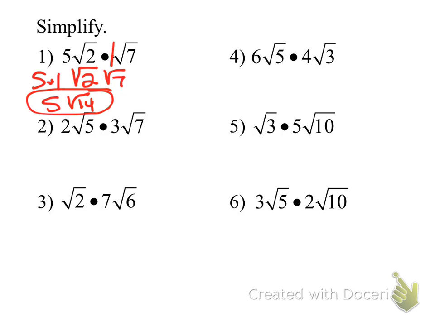Okay, number 2, what else can I do? Benedict. You multiply 2 and 3. Okay, I'm going to multiply 2 times 3, and what else am I multiplying? Radical 5 times radical 7. And we end up with 6 radical 35. Can that be simplified?